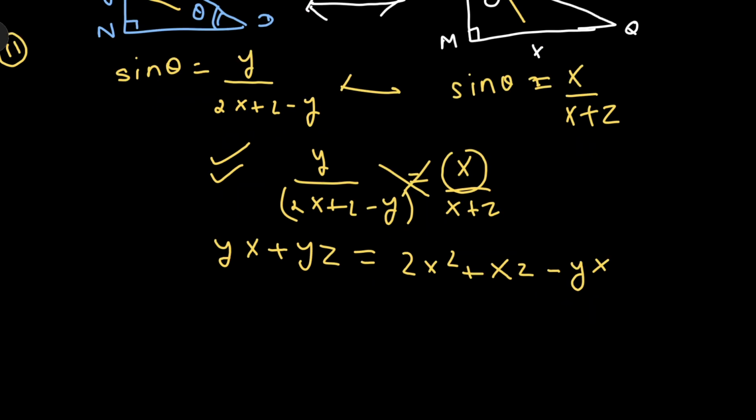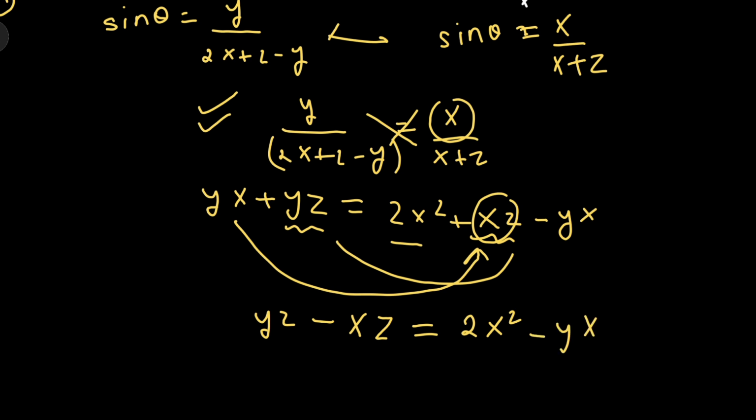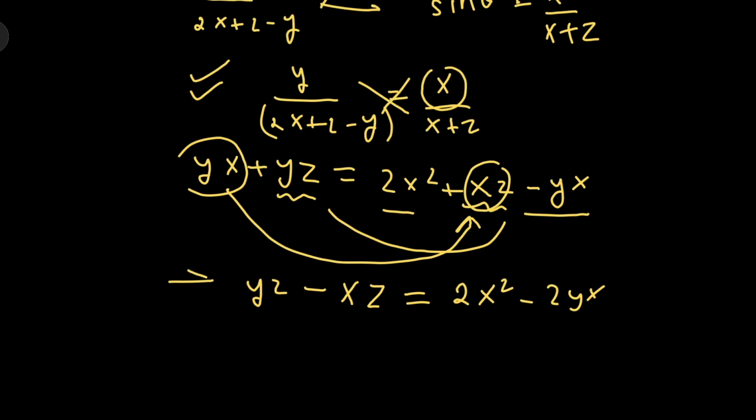Okay, now to simplify this equation, I will move xy from the left hand side to the right hand side and xz from the right hand side to the left hand side. So I will get yz that is already in the left hand side as it is, minus xz that I have shifted from the right hand side, equals 2x square as it is, minus yx. These are the terms that were already in the right hand side. Now negative yx that we have brought from the left hand side. So now we can say that negative yx and negative yx will simply turn out to be minus 2 times yx. Okay, so now we have this particular equation.